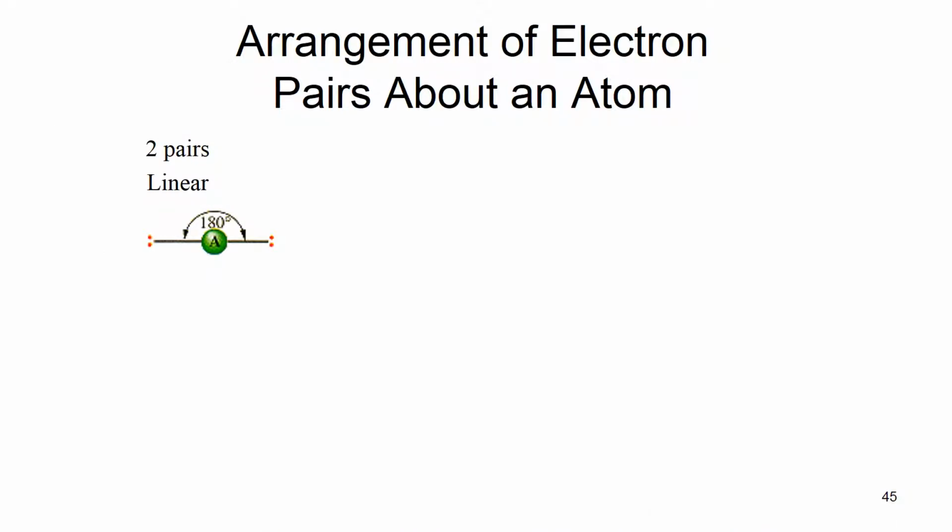Okay, so if you have two pairs, they are going to want to be as far apart from each other as possible, which we call the linear structure. So you can see the two pairs. In this case, we're not distinguishing between a bond or an unshared pair, but two regions of electrons as far apart from each other will be linear, and that leads to a 180-degree bond angle from one end to the other. Three pairs is called trigonal planar because it is like a triangle and it's planar. It's all in one plane. And the bond angles here are 120 degrees.